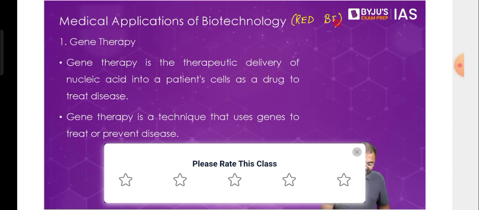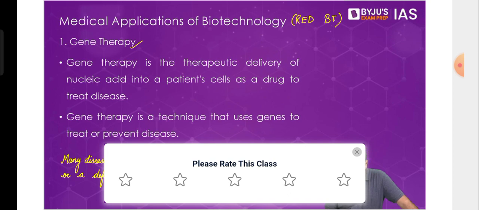So first and foremost, gene therapy. What do we mean by gene therapy? What is the use of genes? We discussed that genes carry certain special properties, certain special characteristics. So many times, there are diseases that might occur because of the presence or absence of a certain gene, or maybe a defect in a certain gene. All right. So many diseases are associated with the presence, absence, or a defect in a certain gene.